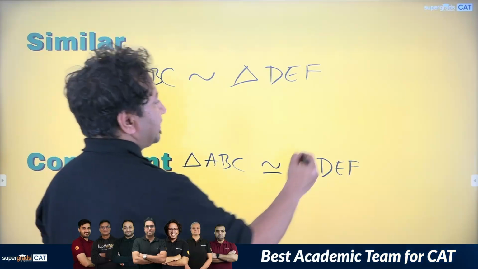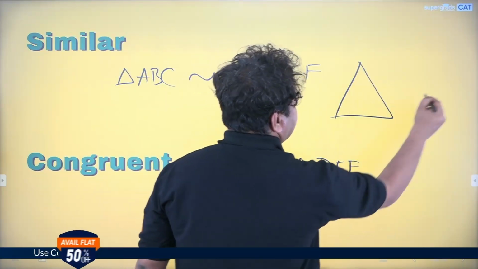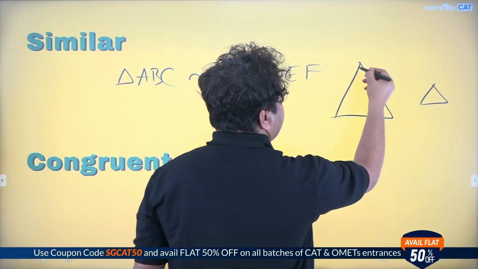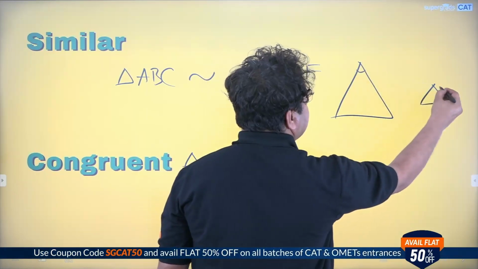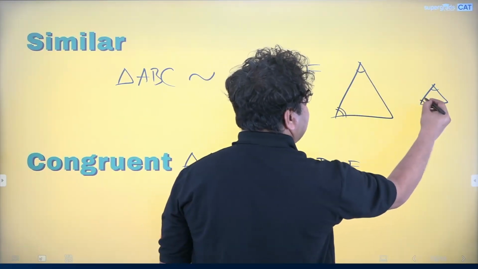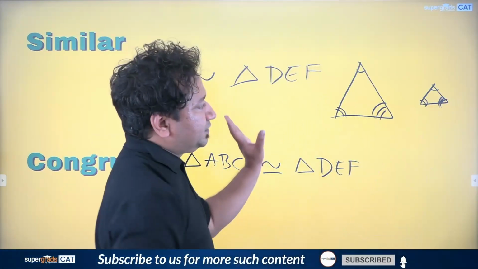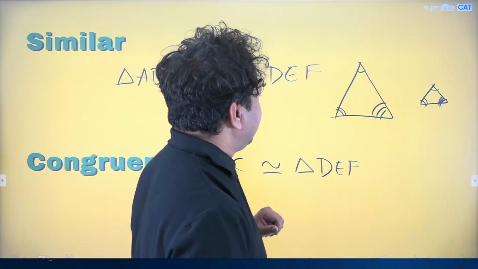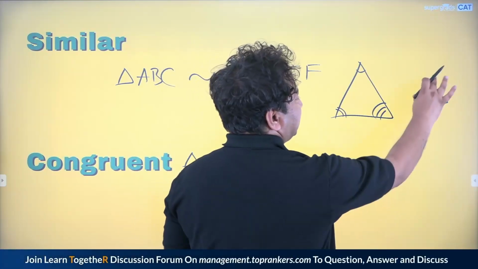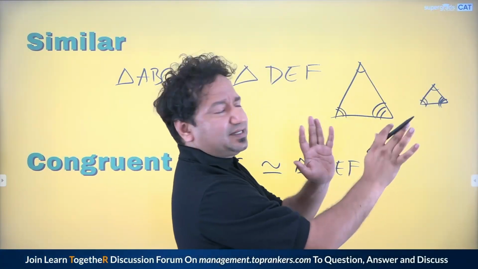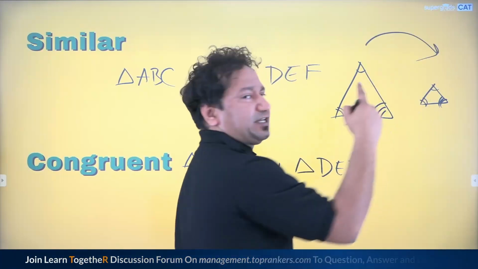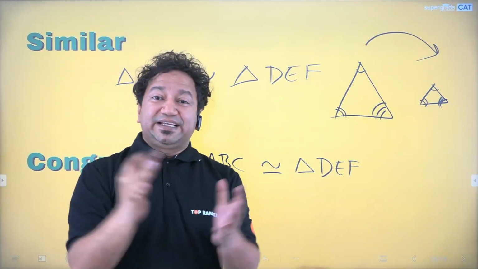So we have two triangles like this. Let us say that this angle is equal to this angle, this is equal to this angle, and this is equal to this angle. This is how we show the similarity in angles. But you can see that the sides are not equal, but the angles are the same. So these two triangles look similar to each other, but they are not exactly the same.